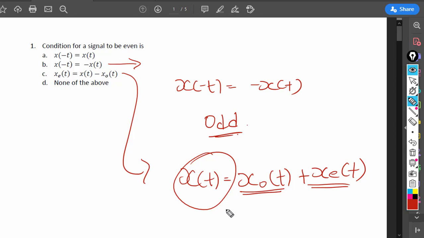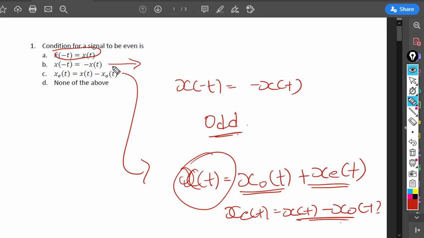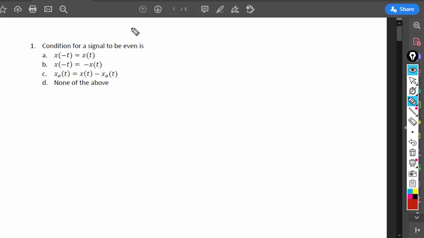From this, we can write x even of t is equal to x of t subtracted with x odd of t. So this is not the condition, but it says that any arbitrary signal x of t can be decomposed into a sum of even and odd components. This statement is valid, but as per the question, the condition should be different. So this is also not the right option, and none of the above is not the right option. Here the right option is option A, x of minus t is equal to x of t.